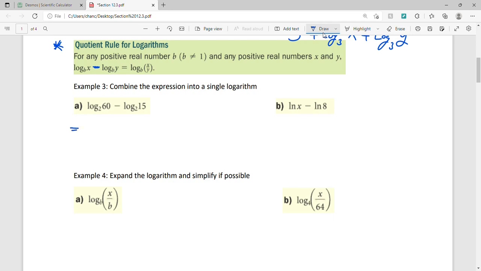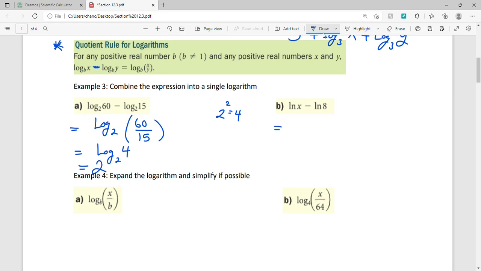In part A, I can use this to divide 60 by 15. And this simplifies to log base 2 of 60 divided by 15, that's 4. But we're not done yet. We can simplify log base 2 of 4. Recall 2 squared is equal to 4. So this log base 2 of 4 is equal to 2. That's the exponent that I need.